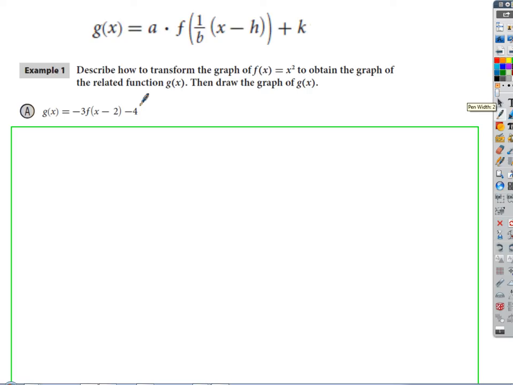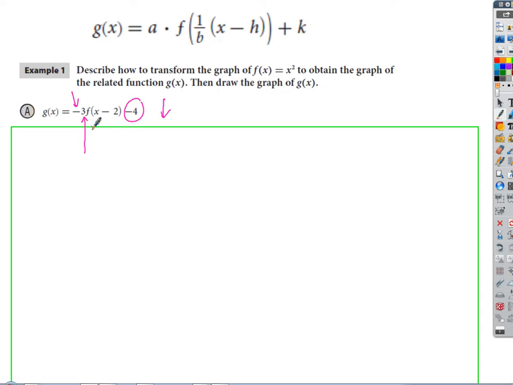So the down 4 is right there, right? The reflection part was right there. That's the negative sign. Tyler, give me something else. Vertically stretched by a factor of 3, because of that 3 right there. So what else?